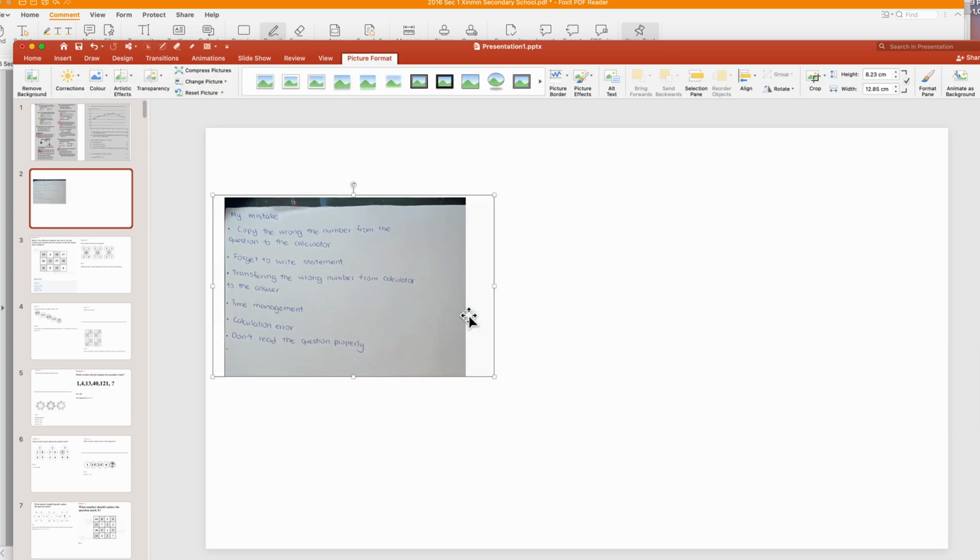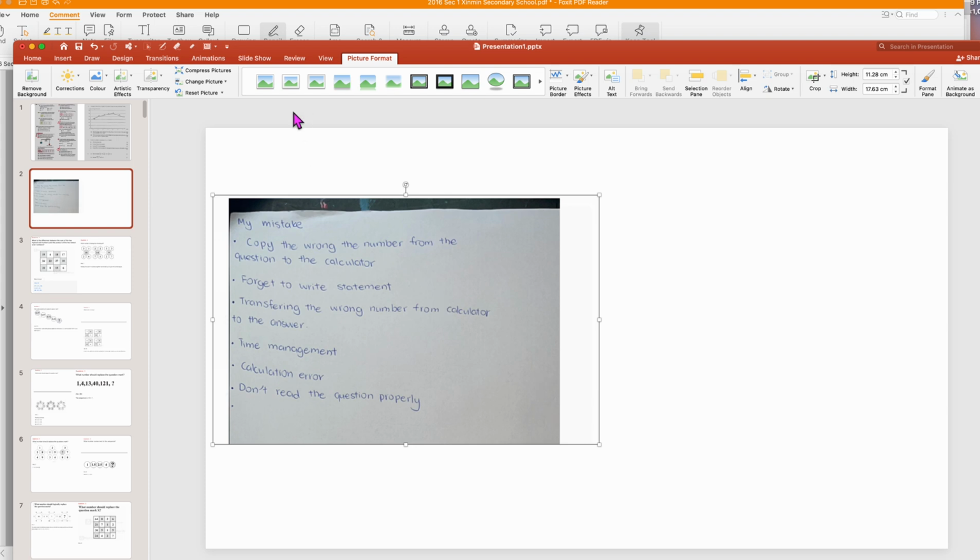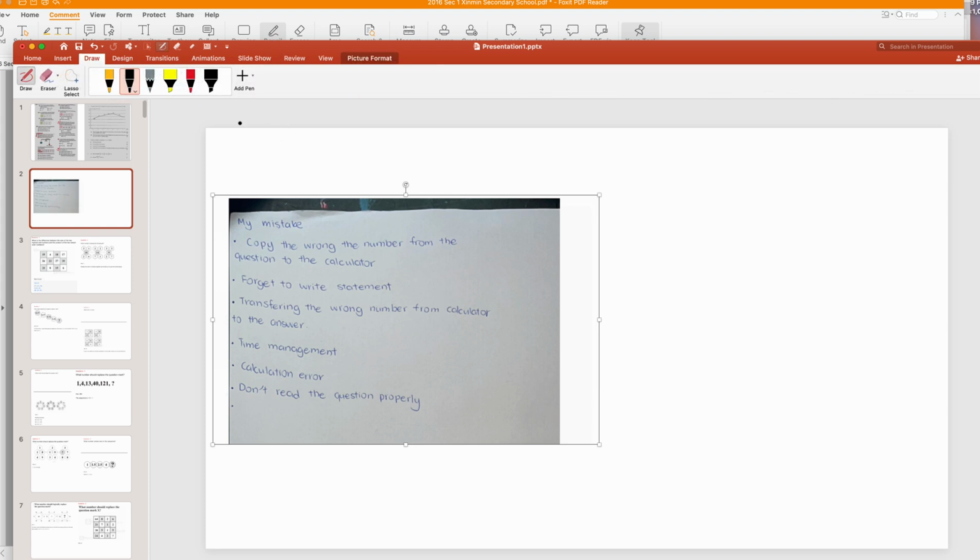The first one is copying a wrong number from the question to the calculator, typing the calculator wrongly. And then forgetting to write the statement. There are two cases. Case one, you don't know what statement to write, and then you just anyhow write. Case two, most of the time you just don't know the statement well.